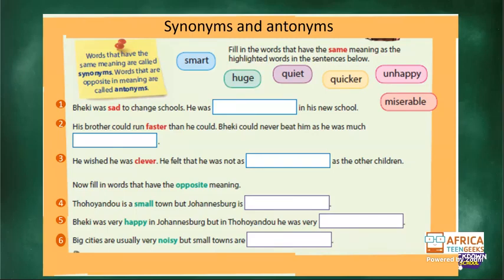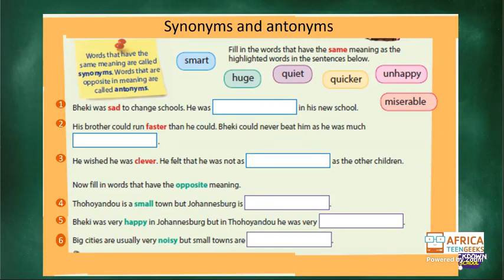Okay. Peggy was sad to change schools. He was unhappy in his school. Good. So you could have unhappy or miserable. Number 2: His brother could run faster than he could. Peggy could never beat him as he was much quicker. Quicker. Yeah. Good.